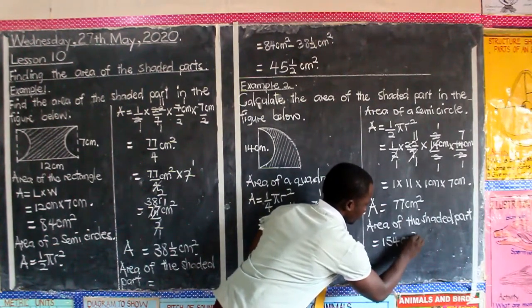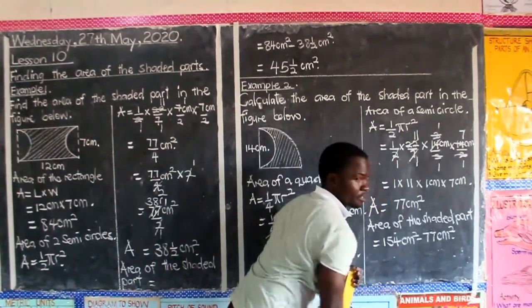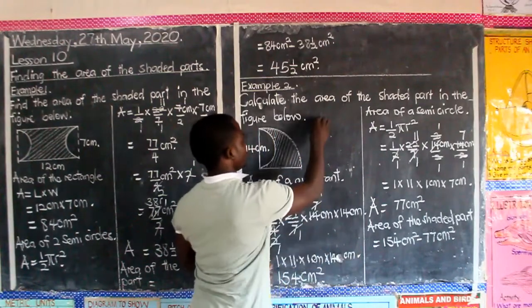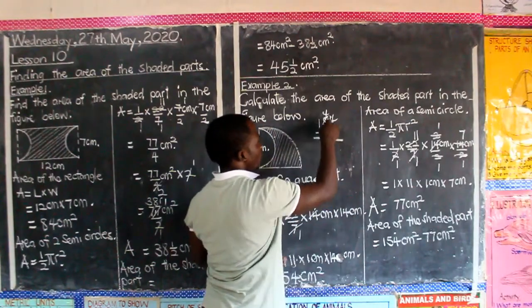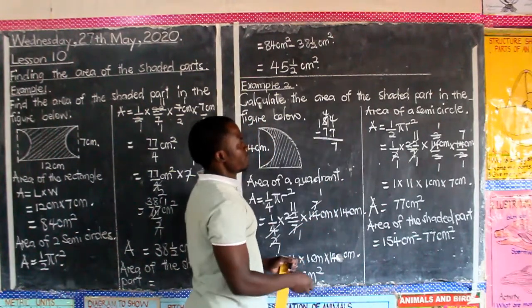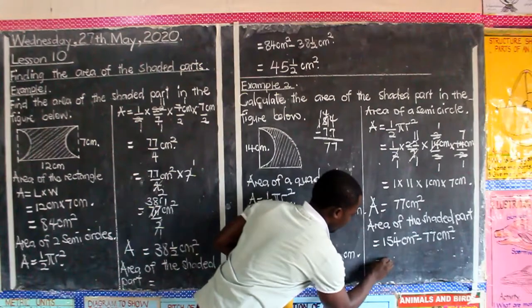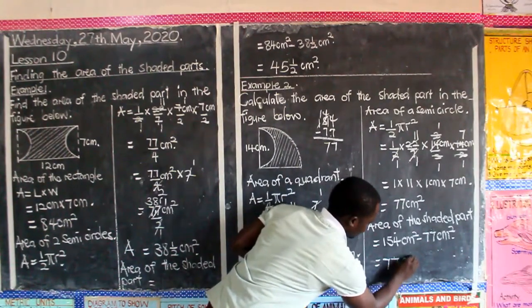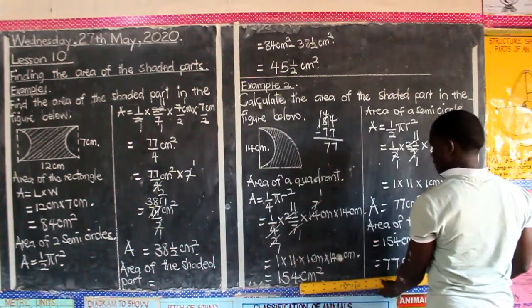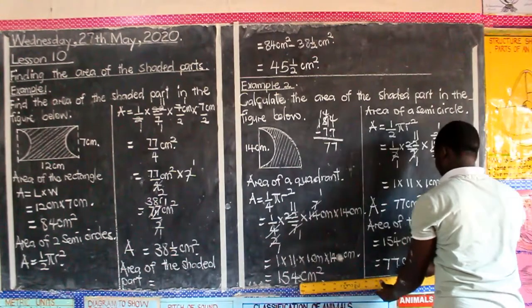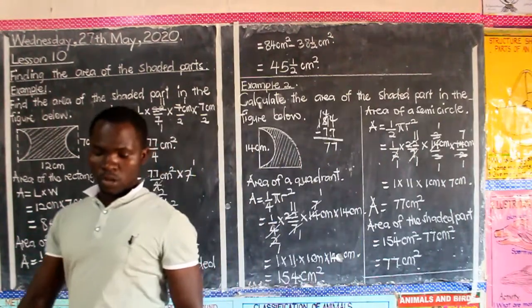154 square centimeters minus 77 square centimeters. When you subtract, what do you get? 154 minus 77. Get 1 here, remain with the 4. 14 minus 7, you get 7. This is the 4, put there 1, that is 77. So the area of the shaded part is 77 square centimeters. So class, this is the area of our shaded part of our example 2.